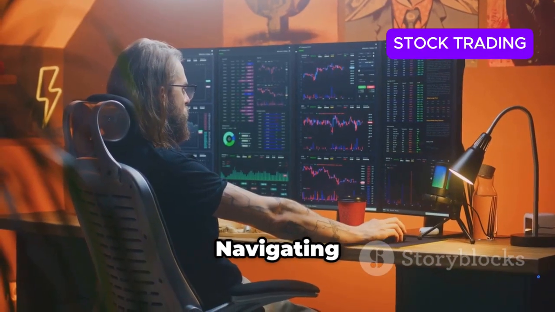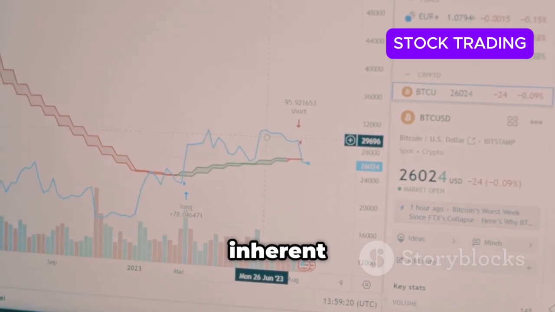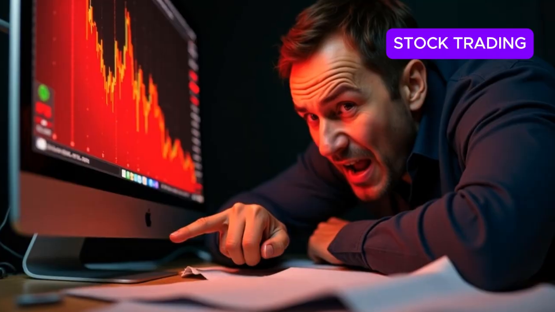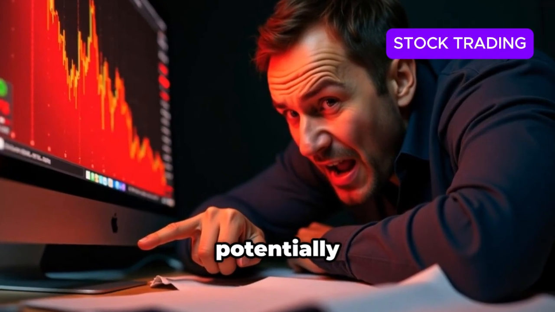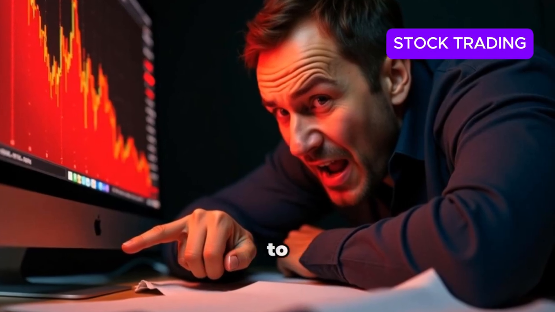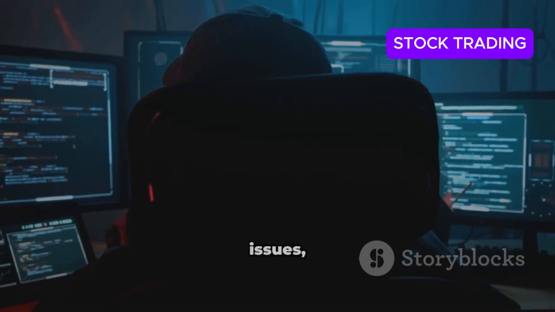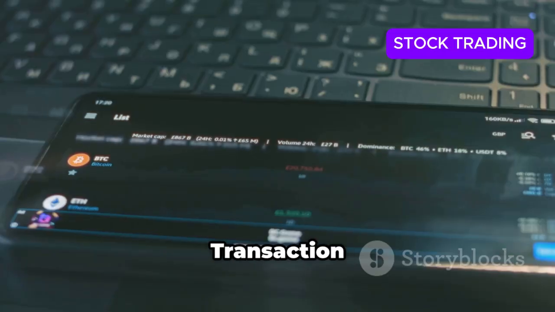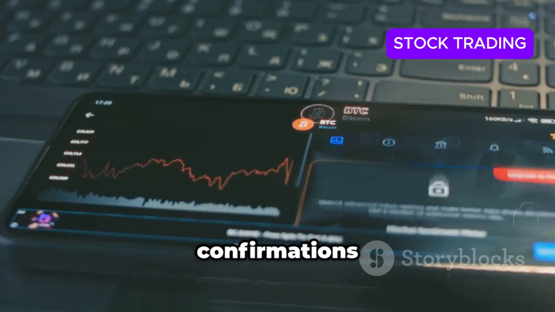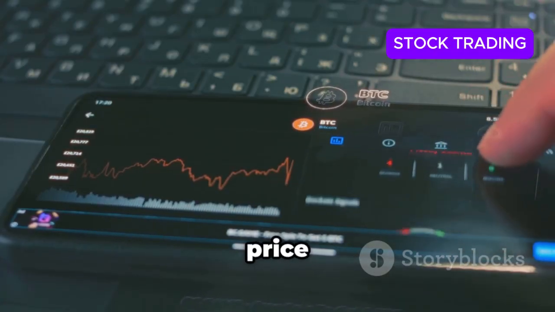Section 9. Navigating the risks, essential safety tips. Crypto arbitrage involves inherent risks that traders should be aware of. Price volatility. Cryptocurrency prices can fluctuate rapidly, potentially wiping out profits or even leading to losses. Exchange risk. Exchanges can experience technical issues, hacks, or even shut down, putting your funds at risk. Transaction speed. Slow transaction confirmations can cause you to miss arbitrage opportunities or incur losses due to price changes.